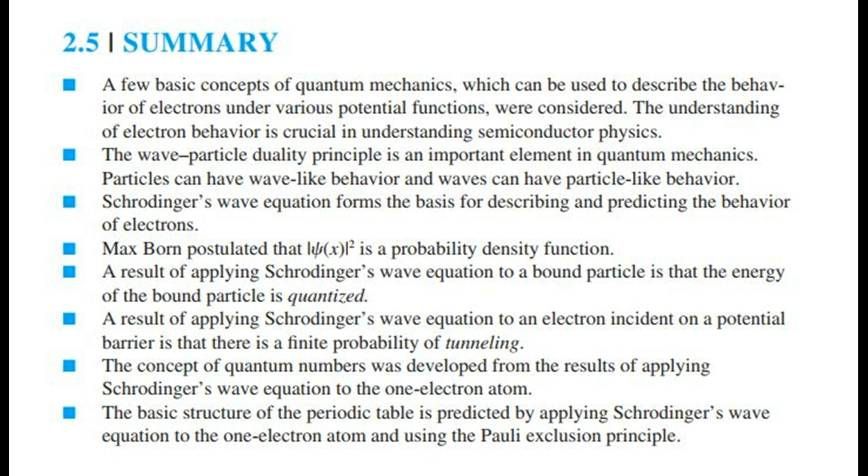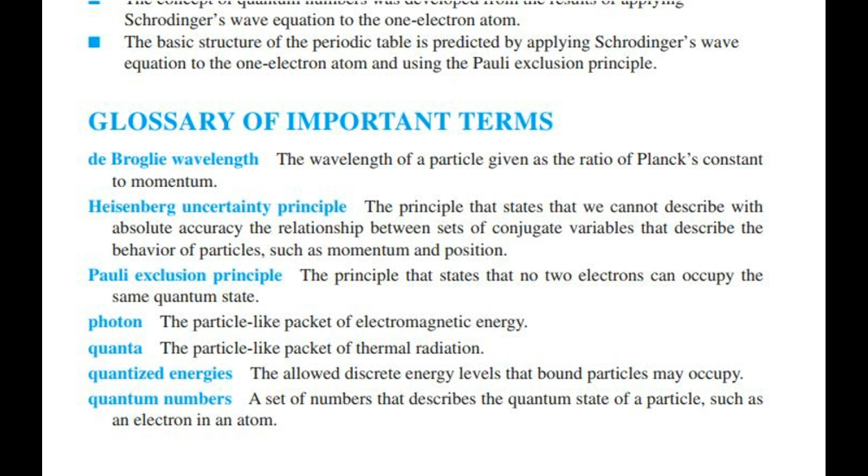The concept of quantum numbers was developed from the results of applying Schrödinger's wave equation to the one-electron atom. The basic structure of the periodic table is predicted by applying Schrödinger's wave equation to the one-electron atom and using the Pauli exclusion principle. Glossary of important terms. De Broglie wavelength, the wavelength of a particle given as the ratio of Planck's constant to momentum. Heisenberg uncertainty principle, the principle that states that we cannot describe with absolute accuracy the relationship between sets of conjugate variables that describe the behavior of particles, such as momentum and position.